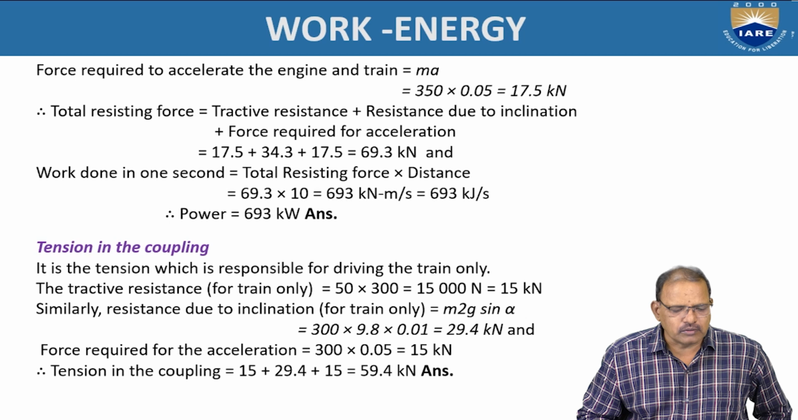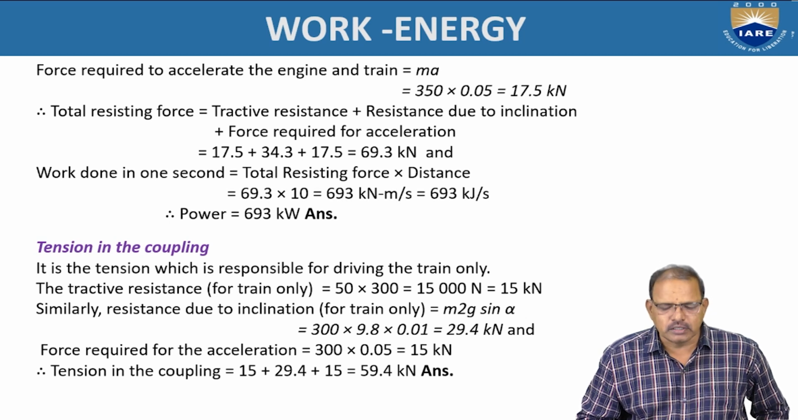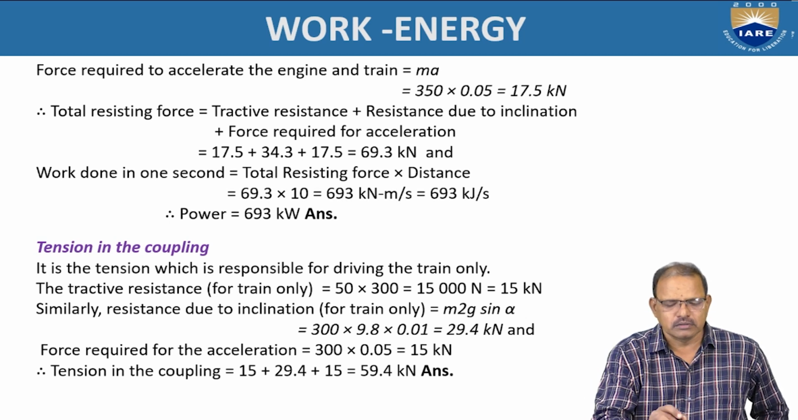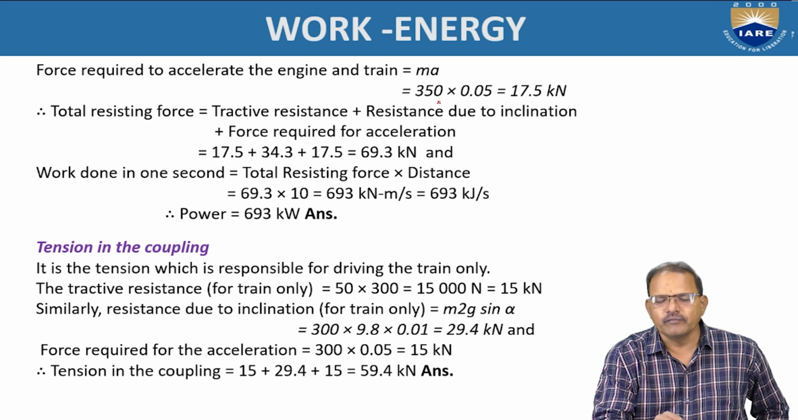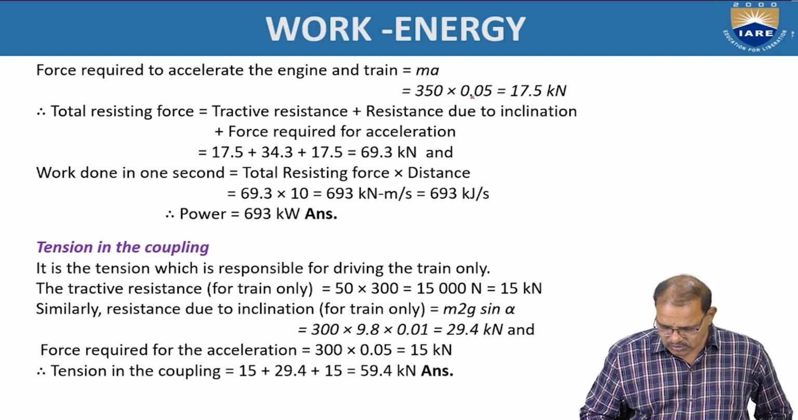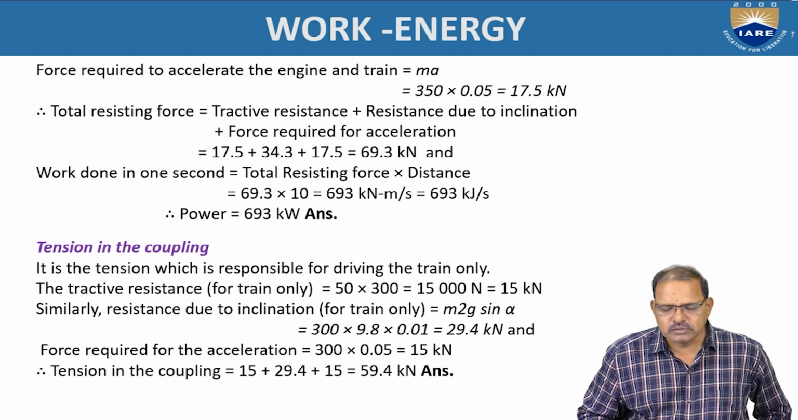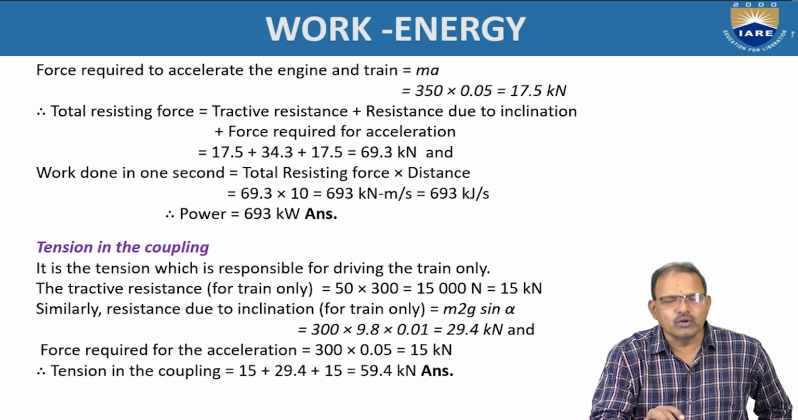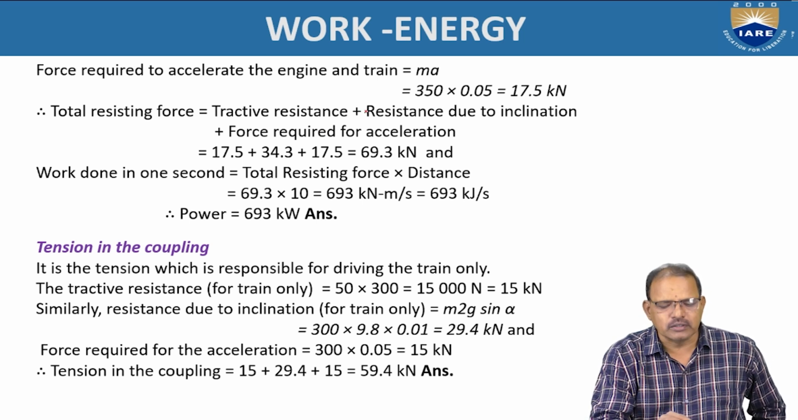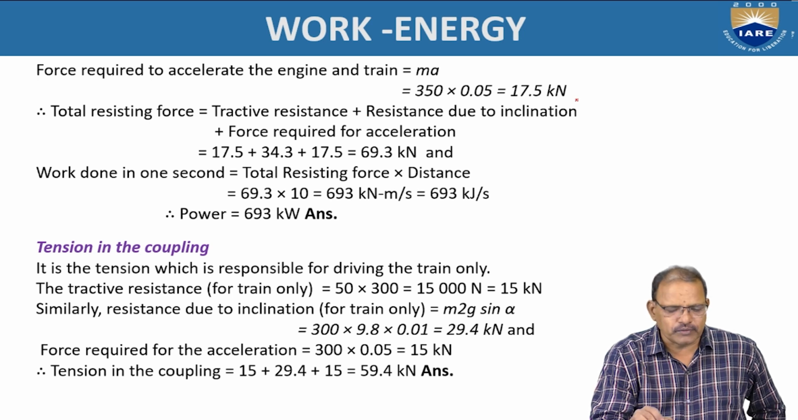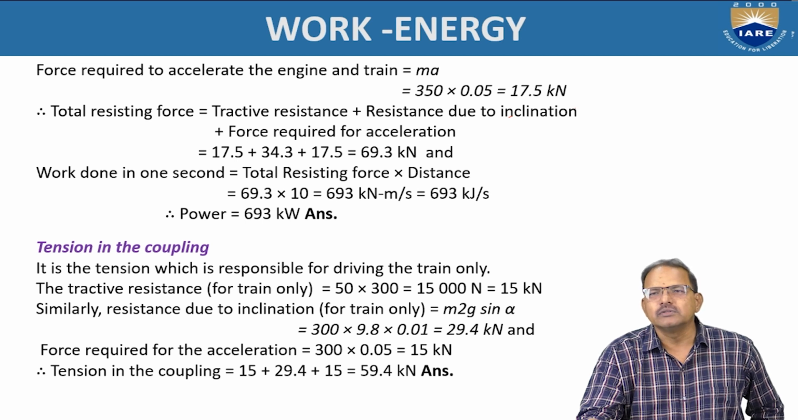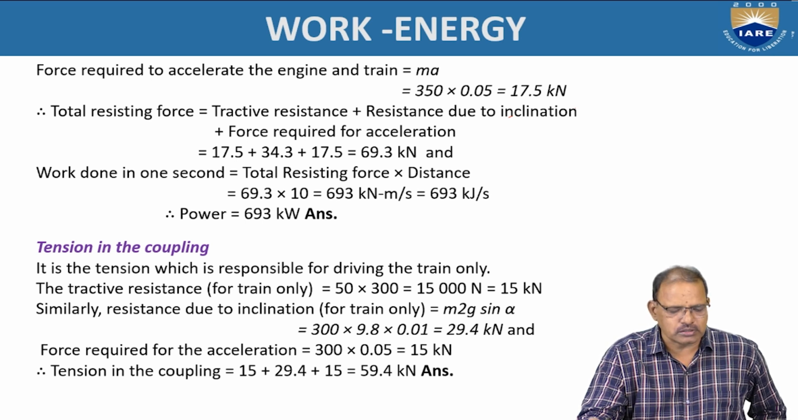From this relation, we have to determine the acceleration. That is, m into a is required. The acceleration: 350 into a, with a equal to 0.05, is equal to 17.5 kilonewtons. The total resistance force is equal to the tractive resistance, plus the resistance due to the inclination, plus the force required for the acceleration, which is equal to 17.5 plus 34.3 plus 17.5, which is equal to 69.3 kilonewtons.